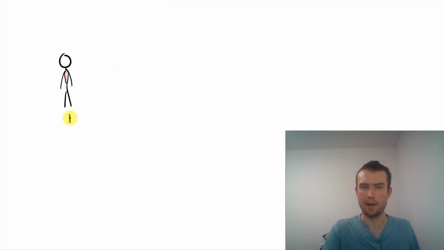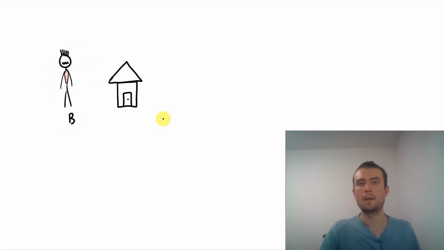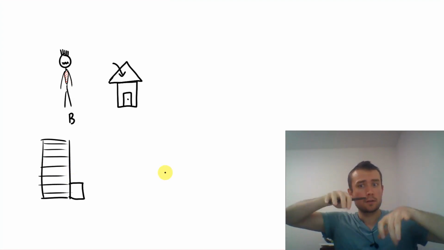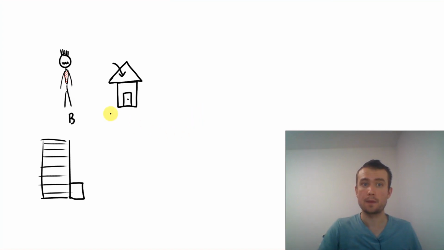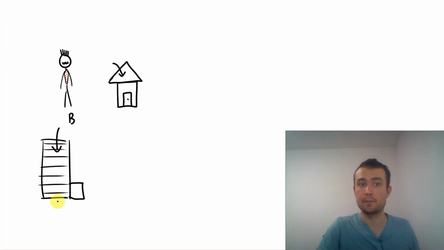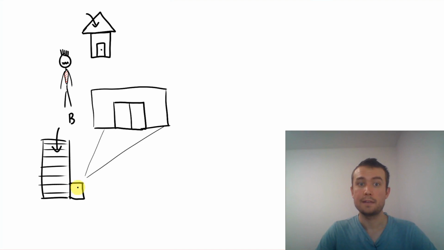This is Barry. His name is Barry. It's a man, Barry. This is Barry's house, where he lives. Barry lives in this house. This is where Barry works, in this building. This is the entrance to the building where Barry works.